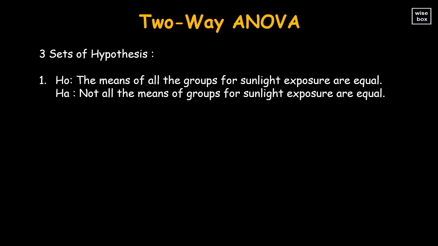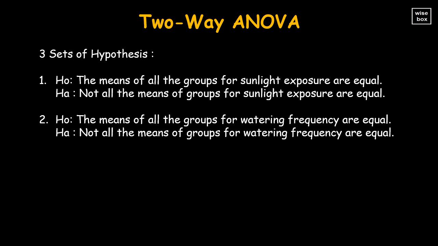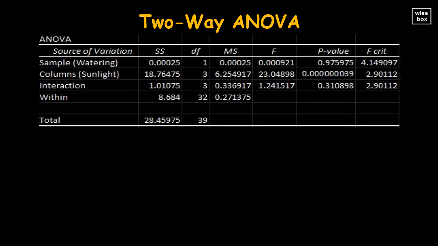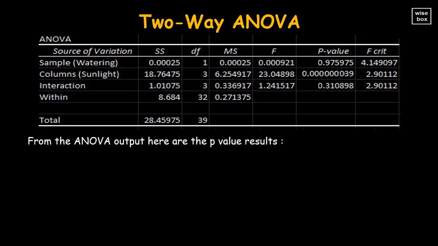For this two-way Anova, we will have 3 sets of hypotheses. For the factor 1, sunlight exposure. For factor 2, watering frequency. And last, for the interaction of both factors. This is the two-way Anova result using an application software. Let's consider, and focus, on the p-value results.